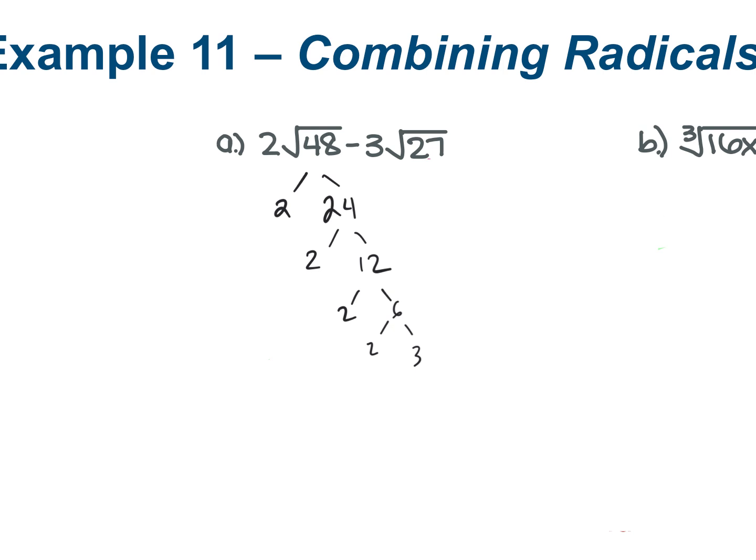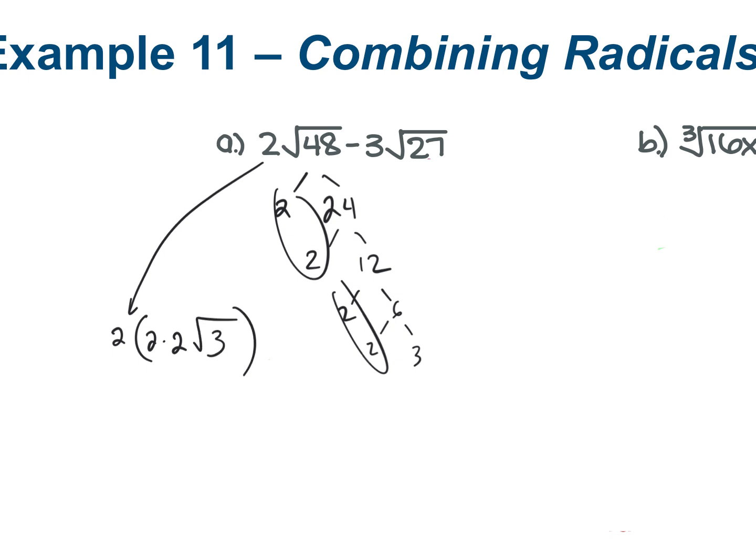Now, because it is a square root, I can take out 2 pairs, so I'm going to have on the outside 2 times 2, because I have 2 pairs of the same, square root of 3, and then I'm going to have minus, and I'm going to do the exact same thing for the 27. So for the 27, I'm going to factor it into 3 and 9, 3 and 3. Again, the pair that is there is a 3, so I bring down the original 3, and then times 3 root 3.